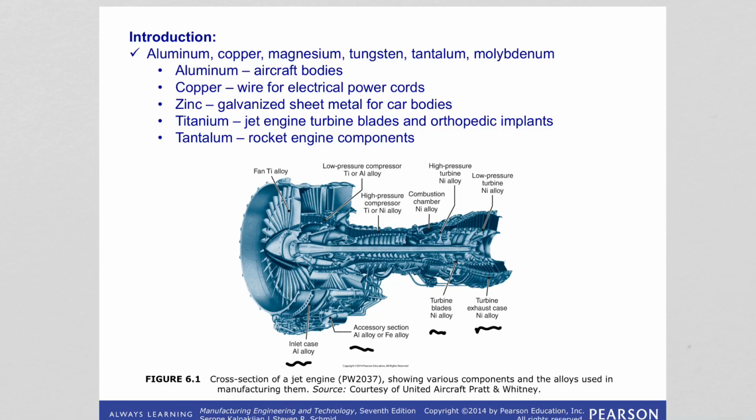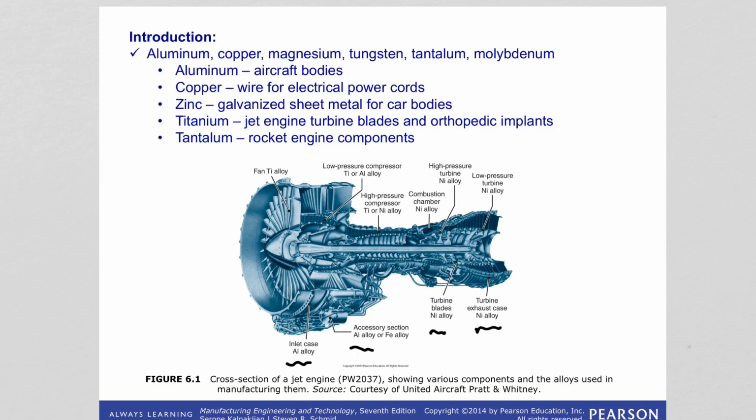So aluminum, copper, magnesium, these are more common metals. Tungsten, tantalum, and molybdenum, these are high temperature alloys. Non-ferrous metals, compared to ferrous metals, are expensive, but have important properties such as corrosion resistance, high thermal and electrical conductivity, low density, and ease of fabrication.